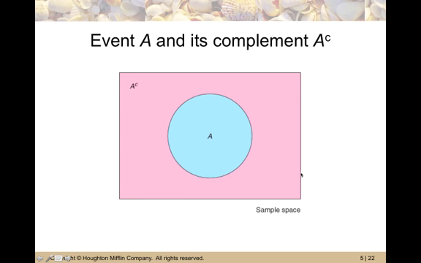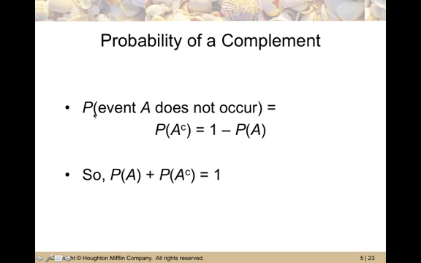If we do 1, the probability of the whole sample space, minus the probability of A complement, we get the probability of A. So the probability event A does not occur is the probability of A complement, and that's going to be 1 minus the probability of A. And again, that's because the probability of A plus the probability of A complement is 1, and that's because they make up the entire sample space.